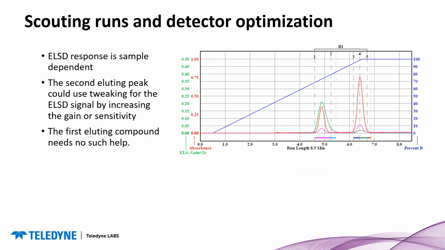The response of any detector is sample dependent. As I described earlier, if the second peak is the compound of interest, you can increase the ELSD gain, but the ELSD is more sensitive for the first peak than the UV detector. Teledyne lab systems can do collection using all of the detectors installed on an instrument, so one need not choose the best detector.